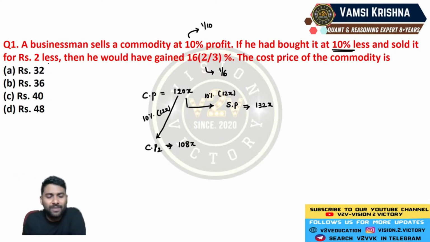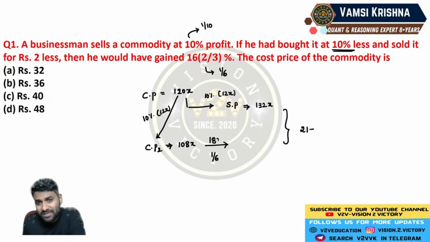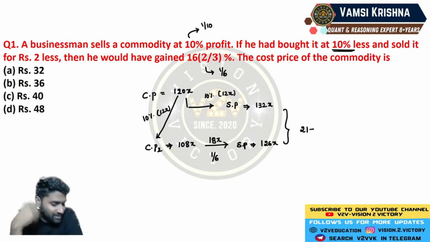The next information: he reduces the selling price by 2 rupees. Still the person earned 16 2/3% as a profit. Now see again, 1/6 of the profit. 1/6 of 108x is exactly equal to 18x. Now the new selling price is exactly equal to 126x. What I understand is that the initial selling price is 132x.